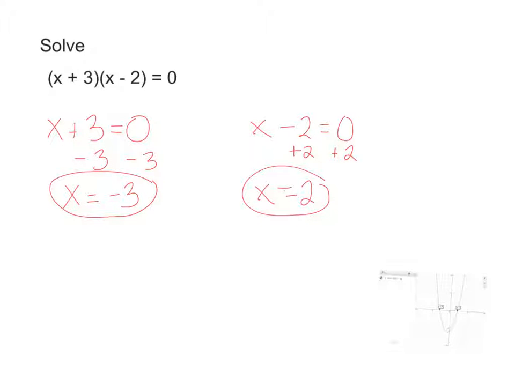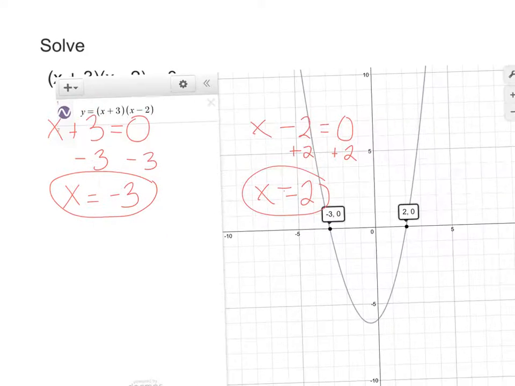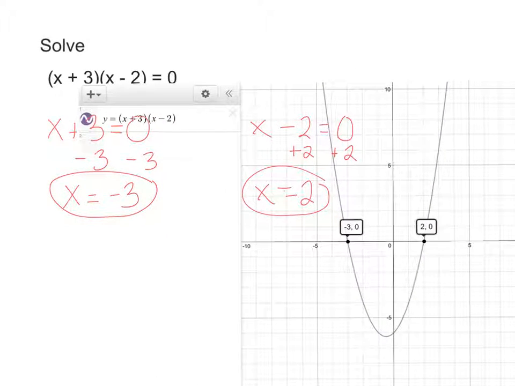That x plus 3 times x minus 2 equals 0 is a quadratic equation. If we were to graph the related equation like we did the other day, we'd get this, where you can see that the solutions are -3 and 2. But using the zero product property, we don't have to graph it. We can come to the solutions when it's in factored form.